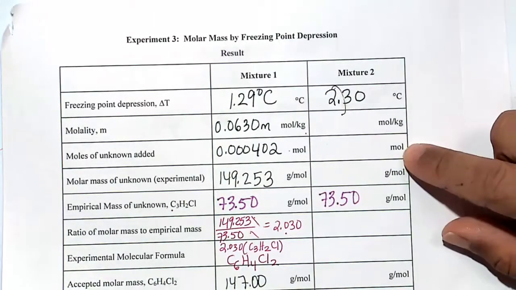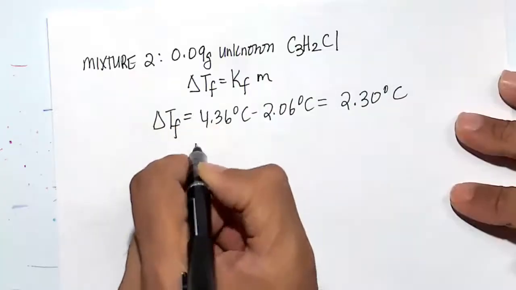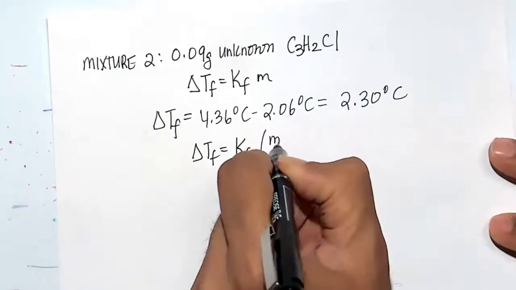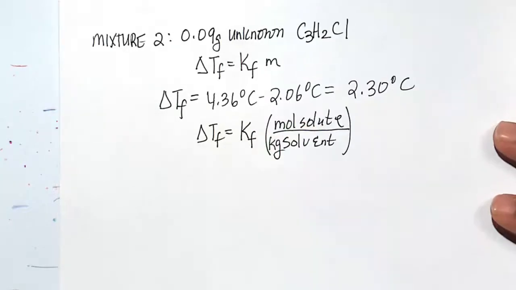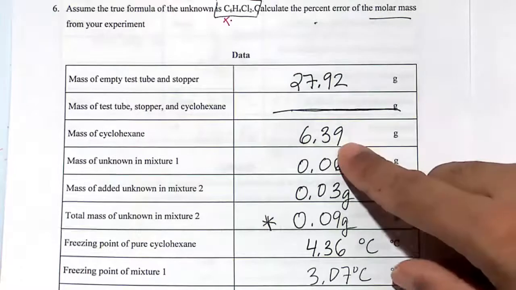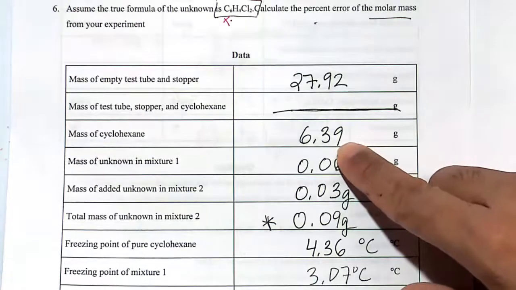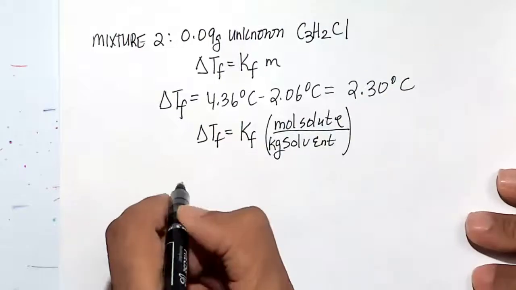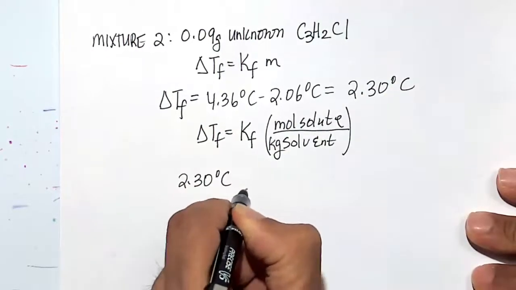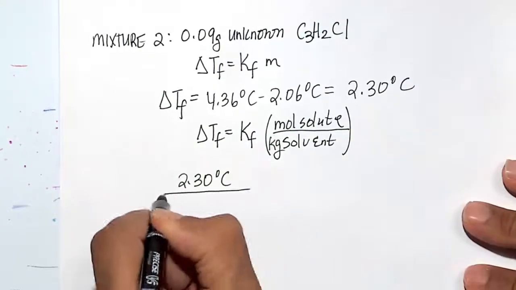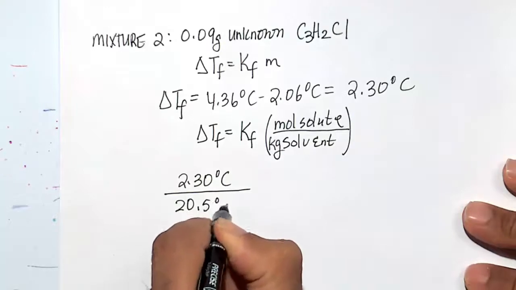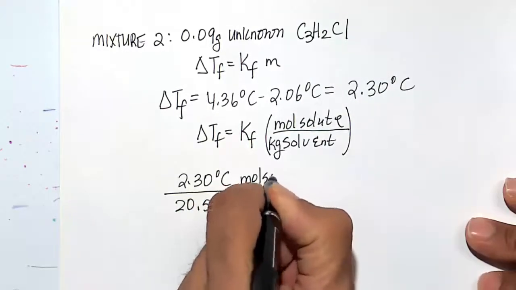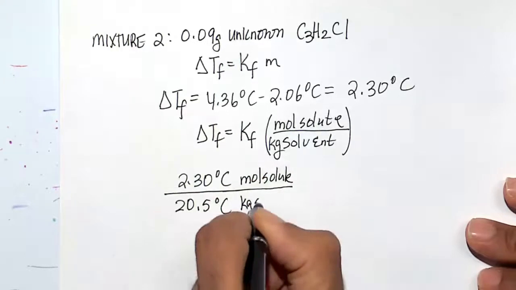Now let's go ahead and figure out the moles of the unknown added. All right, so once again, delta TF is equal to Kf, which is 20.5 degrees C over molal. This molal is moles of solute over kilogram of solvent. So we know the kilogram of solvent, right? It's this converted to kilograms, so 0.00639 kilograms. And we know delta TF and we know Kf. So I'm just going to put in the numbers here, 2.30 degrees C. And I'm going to divide it by Kf. We know Kf is 20.5 degrees C over m, moles of solute over kilogram of solvent, but that gets flipped. So now it becomes moles of solute on the numerator. It's just units now. Kilograms of solvent in the denominator.